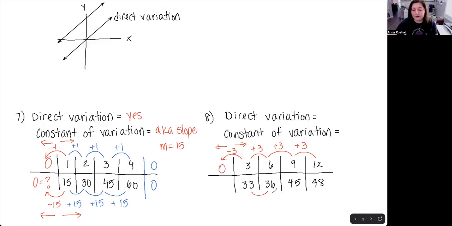In here, I'm also constantly adding the same amount. Maybe I don't add the same amount. Here I add 3. Here I add 9. And here I add 3 again. So there is no slope. But even if I were to add 3, add 3, add 3 in that direction, and I were to subtract 3 or 9, I still would not end up with 0. So no, there is no direct variation, and also there is no slope.